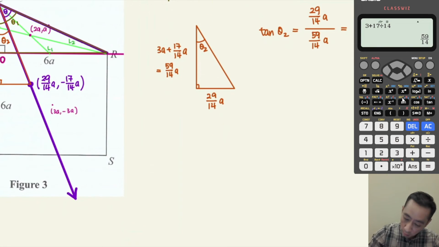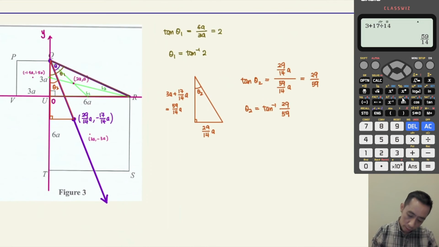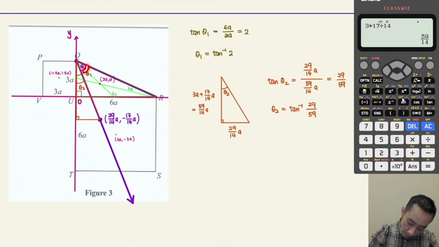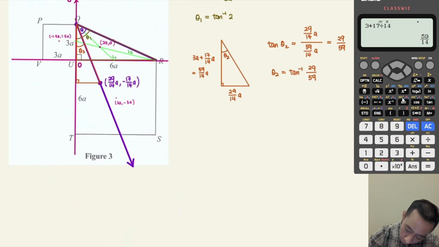Okay, so now to find the angle, arctangent 29 over 59. As discussed, to find this angle, I take the first angle minus the second angle. So theta will be, the first angle is arctangent 2 minus the second angle is arctangent 29 over 59. So which means this one is equal to.